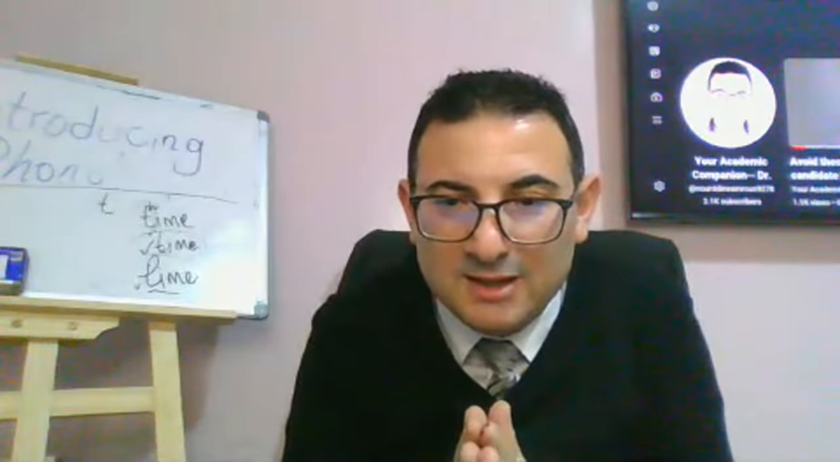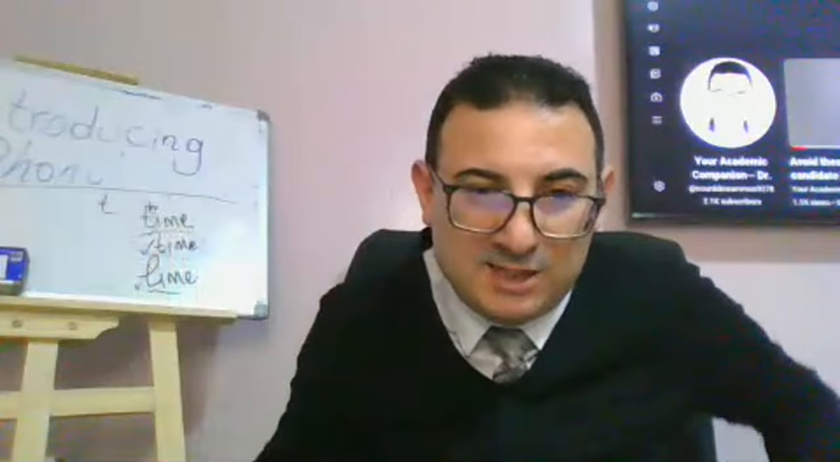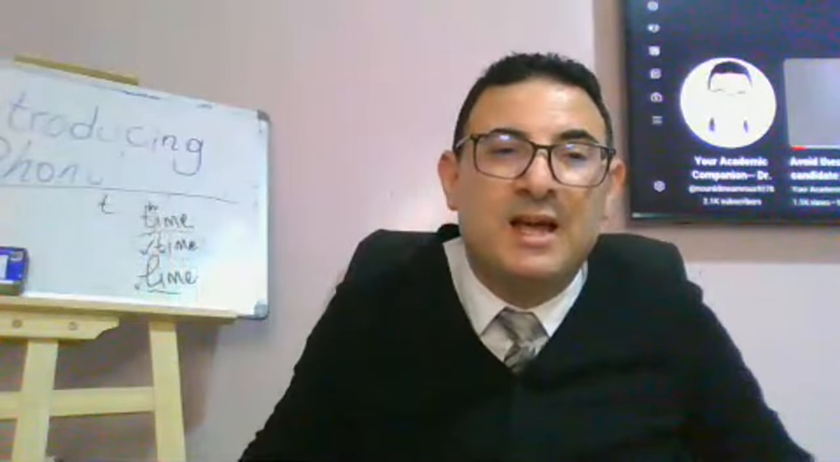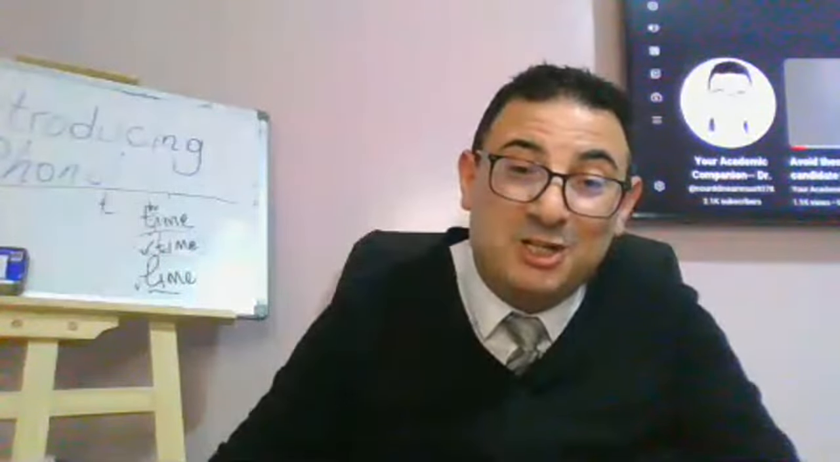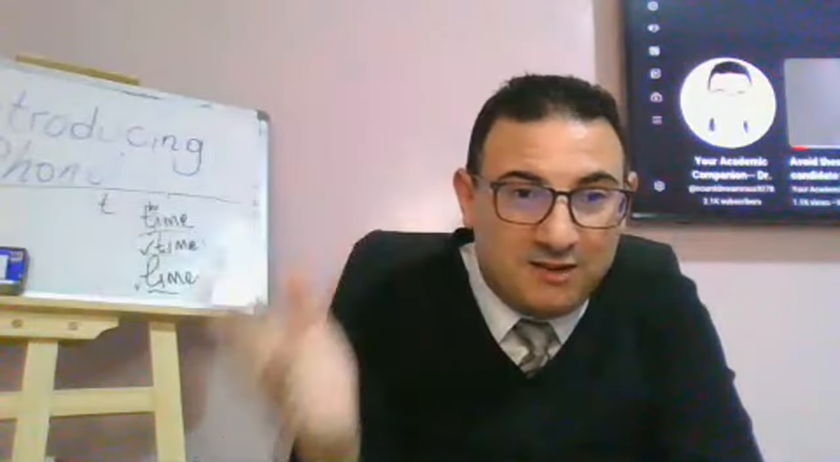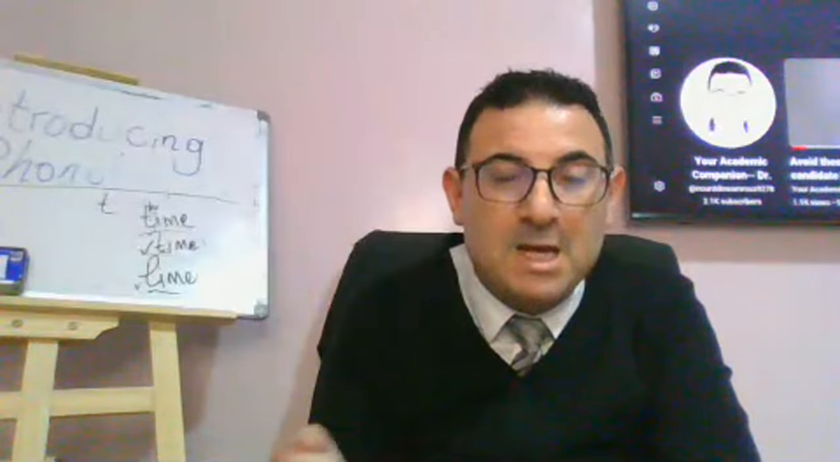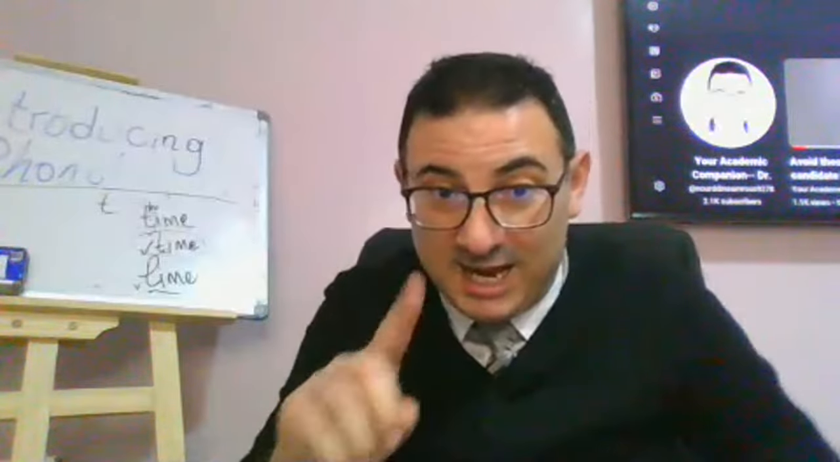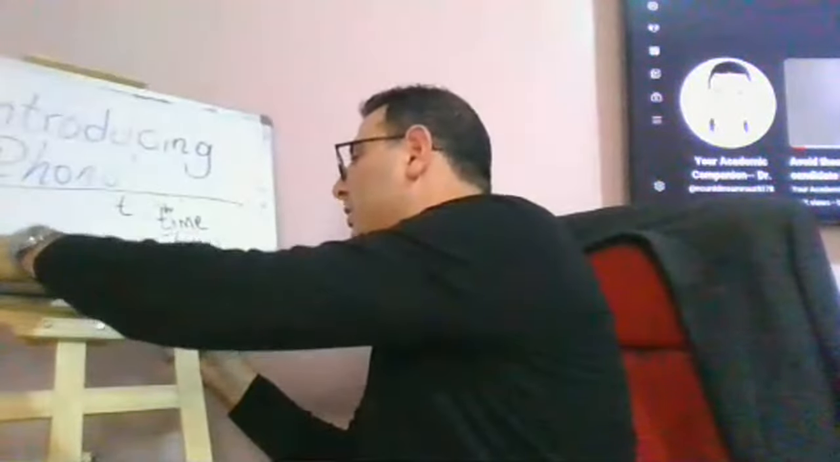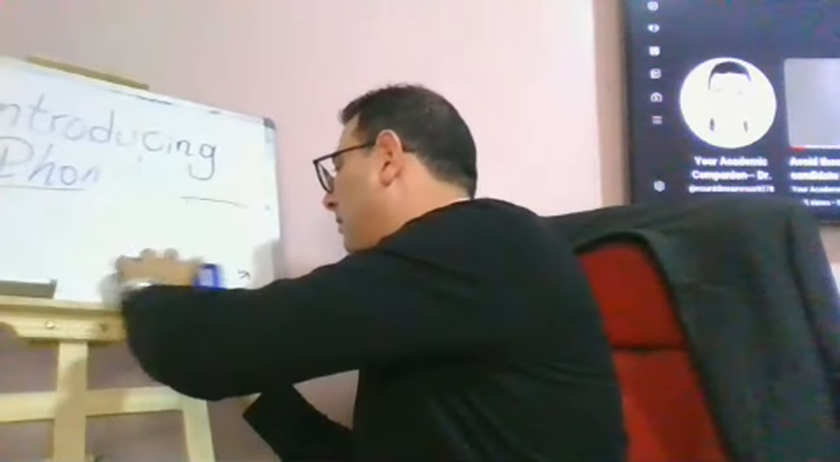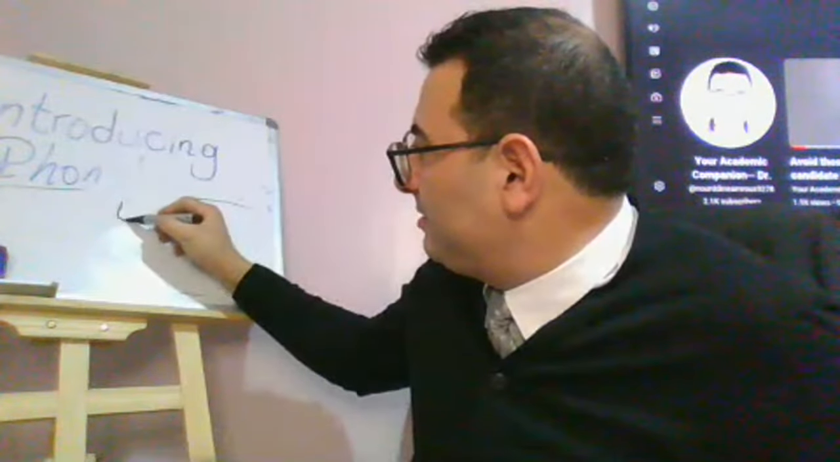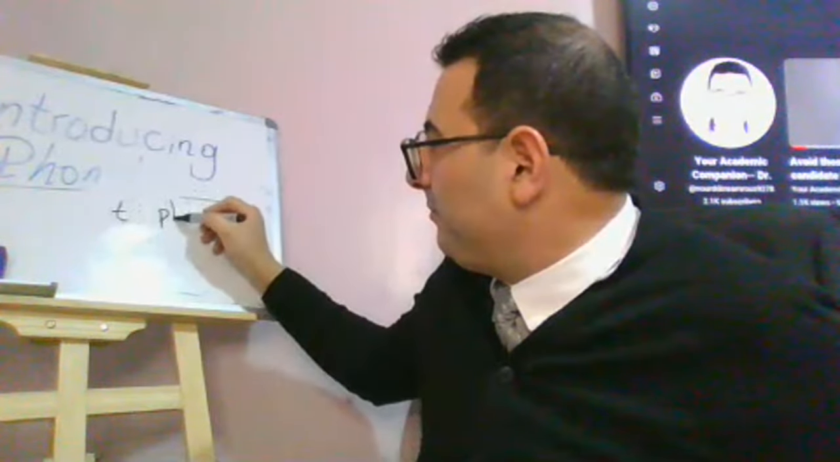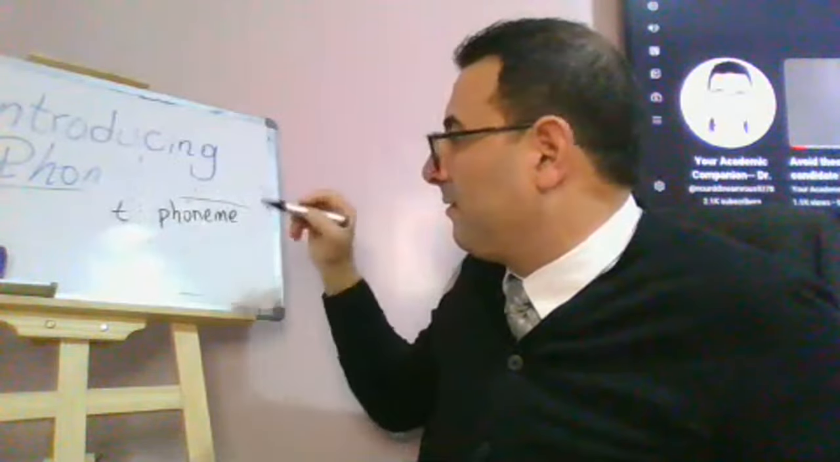Do you understand? So we have the rule of aspiration. What is the rule? The rule is aspirate a voiceless stop like t when this voiceless stop occurs syllable initially before a strong or stressed vowel. So our conclusion here is that t is a phoneme. T is a phoneme. Okay.